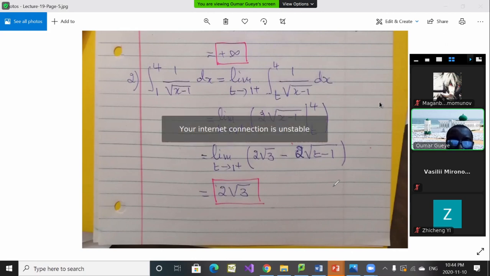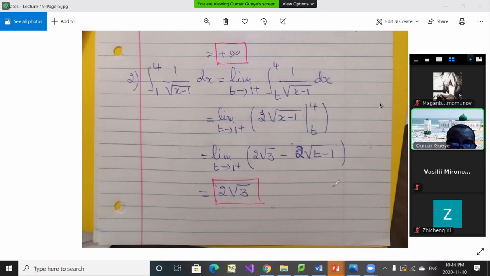And you guys can see here in the first example, the improper integral is divergent because it's a value equal to positive infinity. In this integral here, in the second one, the integral you can see equal to a real number. So it means this integral is convergent.